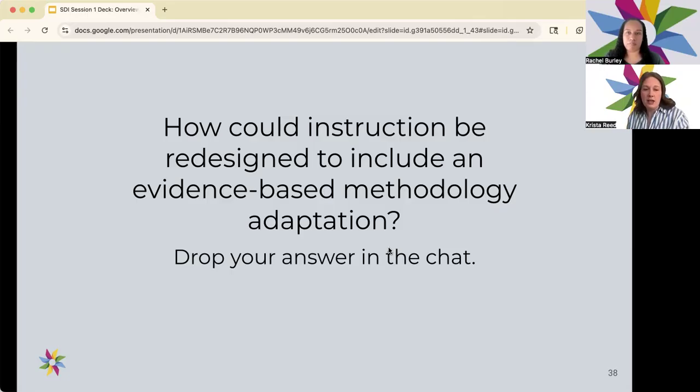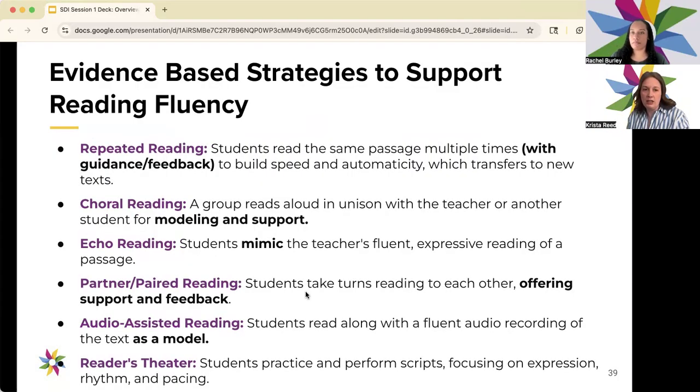So on the next slide, we had some more of those ideas of the methodology adaptations that we could make to actually support a student in reading fluency. Again, repeated reading with guidance or feedback, maybe choral reading with modeling and support, echo reading if the teacher wants to model fluent and expressive reading of that passage, a part of it, and have the student take over. Let me do the first two sentences so you can hear how I would read this with prosody and with the appropriate rate. Now you try the next two sentences.